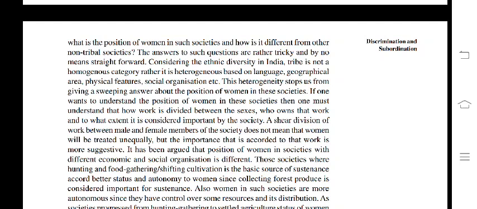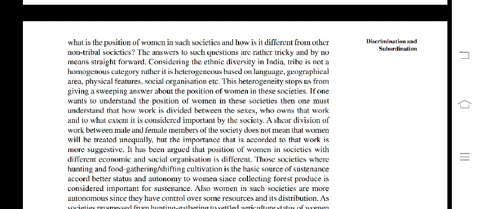If one wants to understand the position of women in these societies, then one must understand how work is divided between the sexes, who owns that work and to what extent it is considered important by the society. A sheer division of work between male and female members of the society does not mean that women will be treated unequally, but the importance that is accorded to that work is more suggestive.